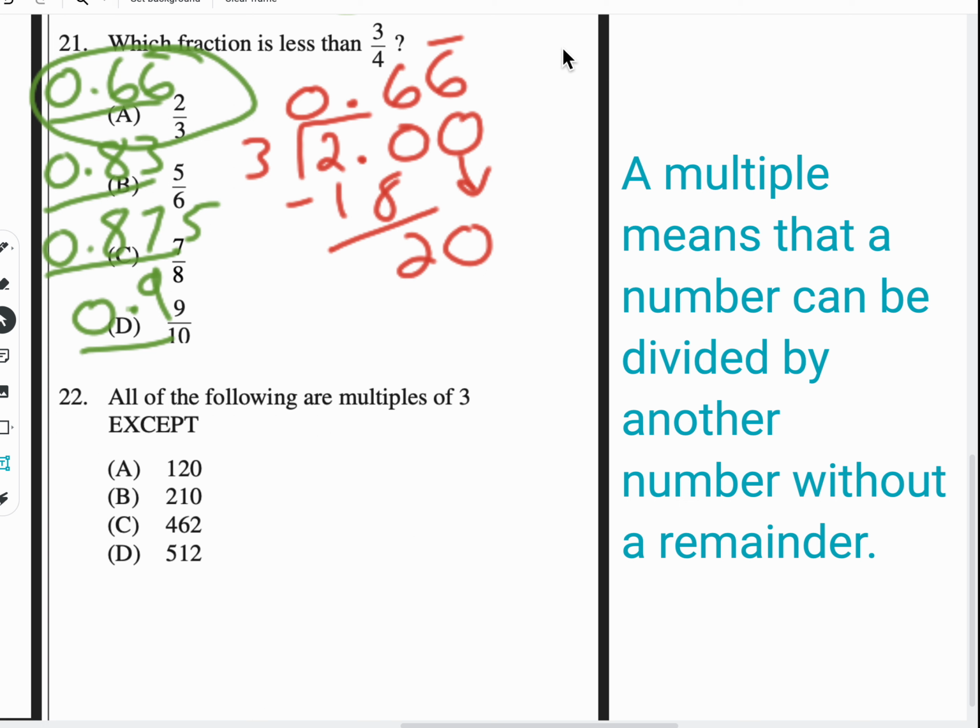Let's take a look at the question. Here it would be helpful to know the divisibility rules. For example, for the number 3, the rule is to add all the digits of the number together. And if that sum is divisible by 3, then the number itself also will be divisible by 3. Let's bring in our divisibility rule for 3.